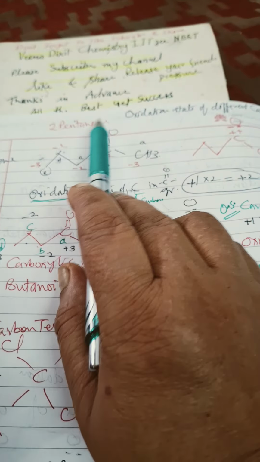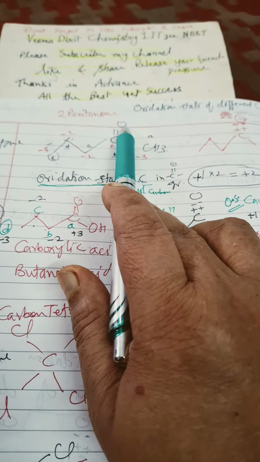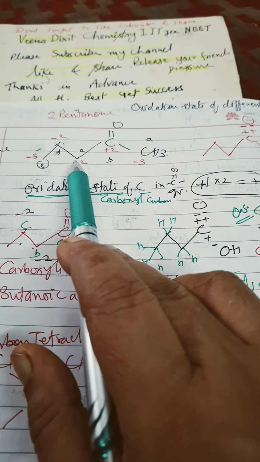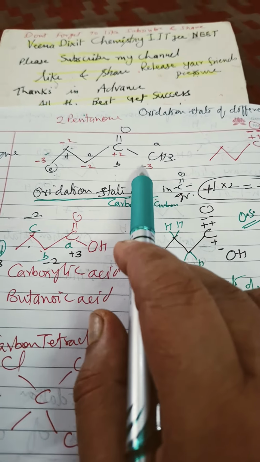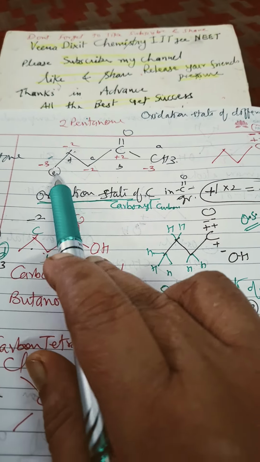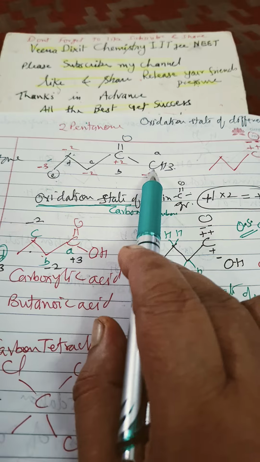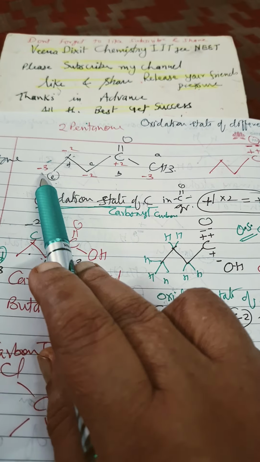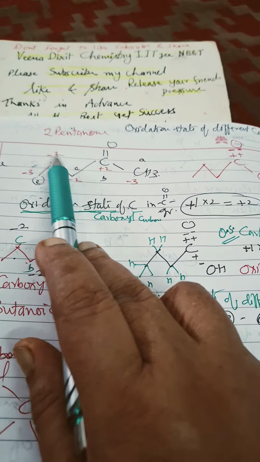Students, here we discuss the oxidation state of different carbons. 2-pentanone: CH3, CH2, CH2, CO, CH3. This is 2-pentanone. This carbon has a -3 oxidation state. The methyl group is on both sides, the terminating carbon, with a -3 oxidation state. Okay, this carbon has a -2 oxidation state.